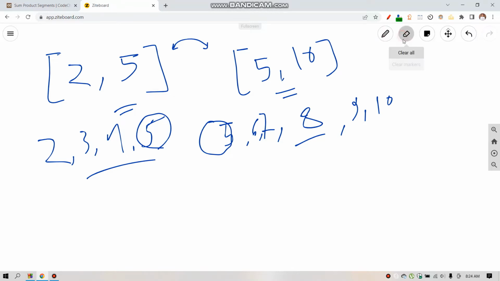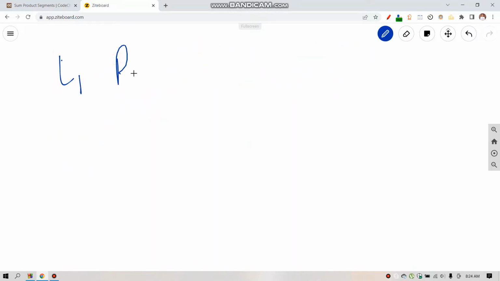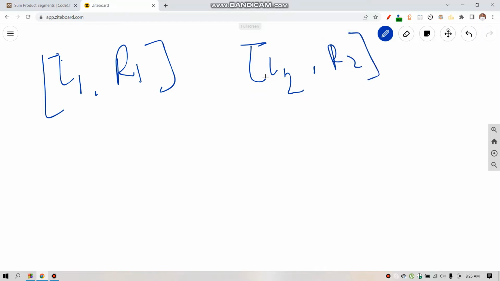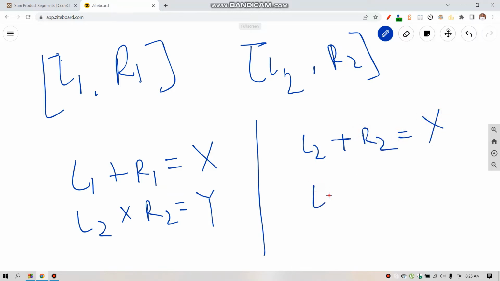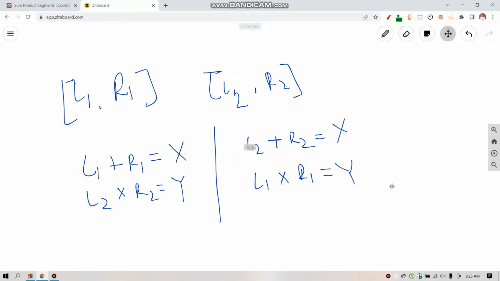So we have to find two segments like L1, R1 and L2, R2, so that they don't intersect with each other, and L1 plus R1 equals X and L2 cross R2 equals Y, or L2 plus R2 equals X and L1 cross R1 equals Y. And if it is impossible to find any of these segments, we should print -1.